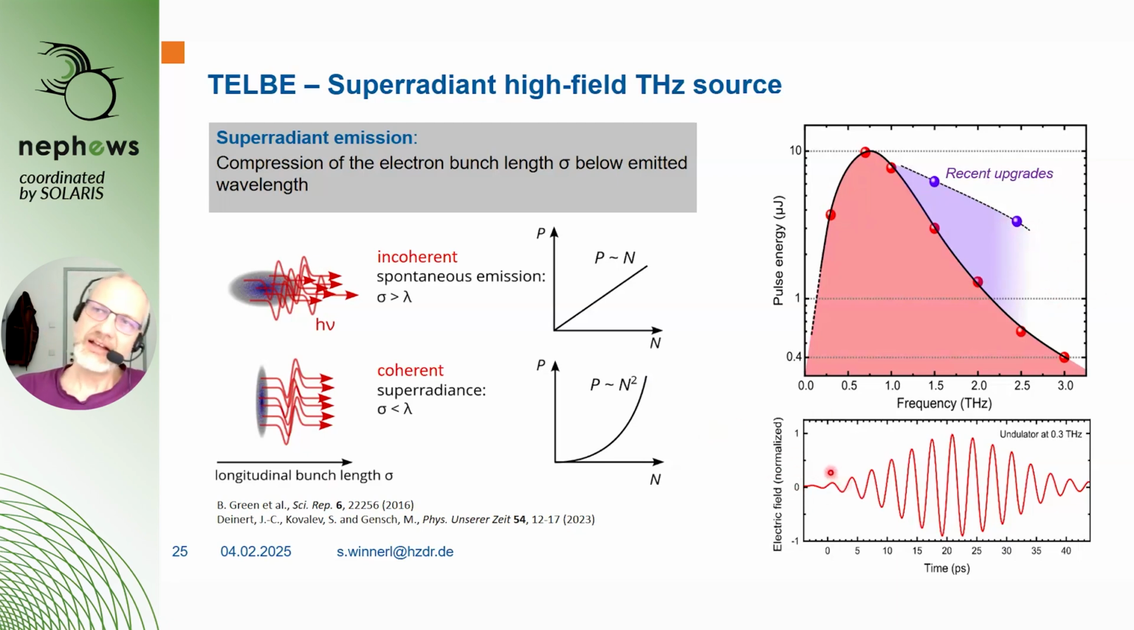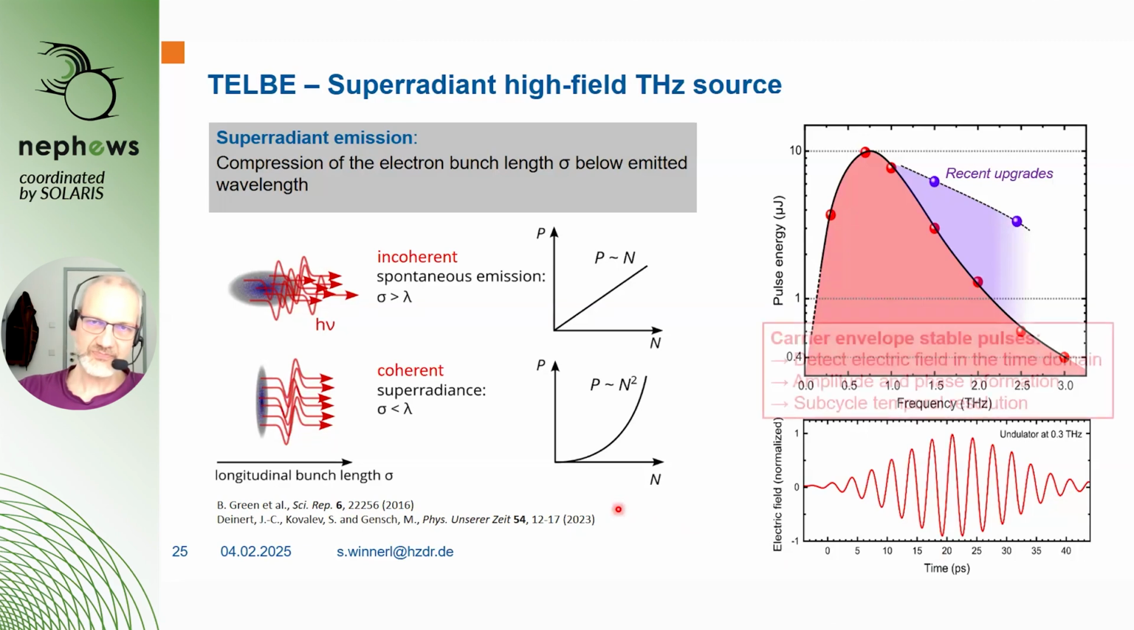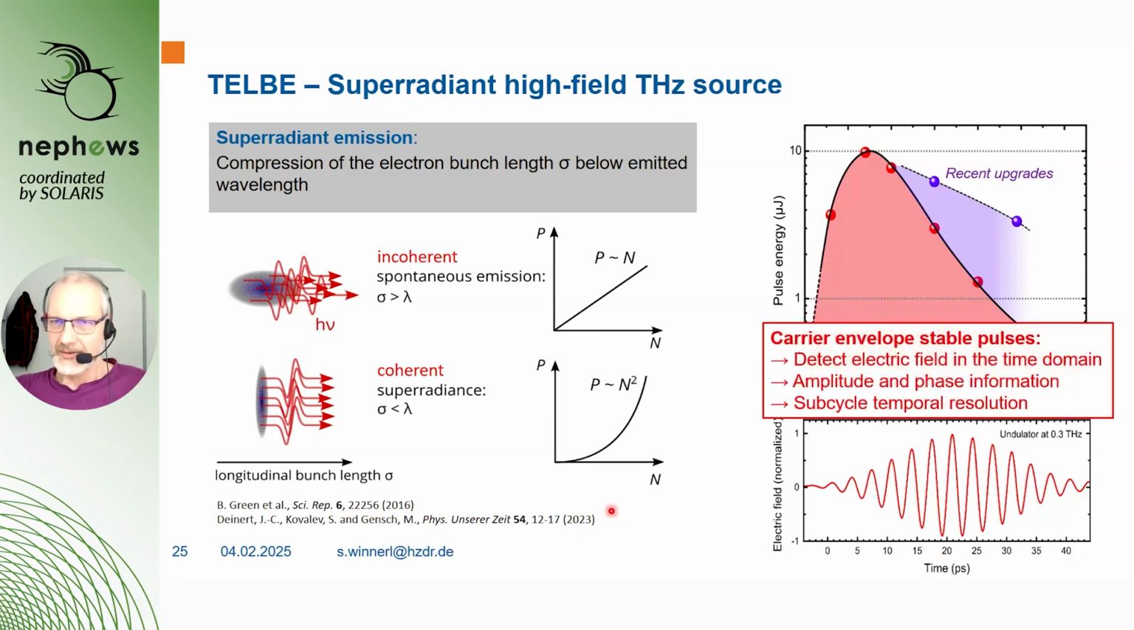The nice thing is that it delivers carrier envelope stable pulses, so we can directly follow the electric field in the time domain. So it gives us sub-cycle temporal resolution and amplitude and phase information.